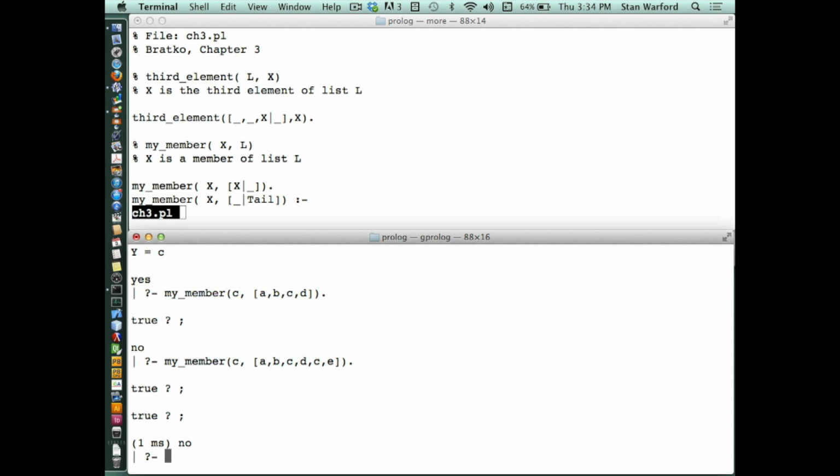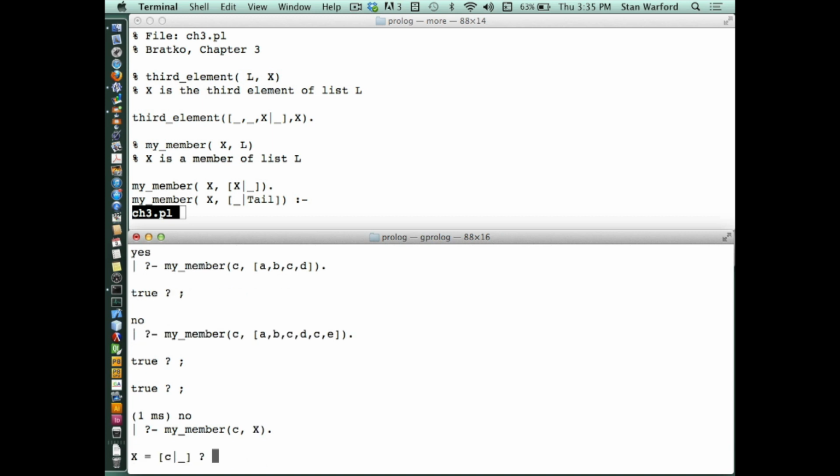And furthermore, check this out. What if we do my member C with a variable? This is amazing. What do you think is going to happen? What does X have to be? What does the shape of X have to be in order for C to be a member of it? A list with C as the first element. But is there another way it could happen? A list with C as the second element.